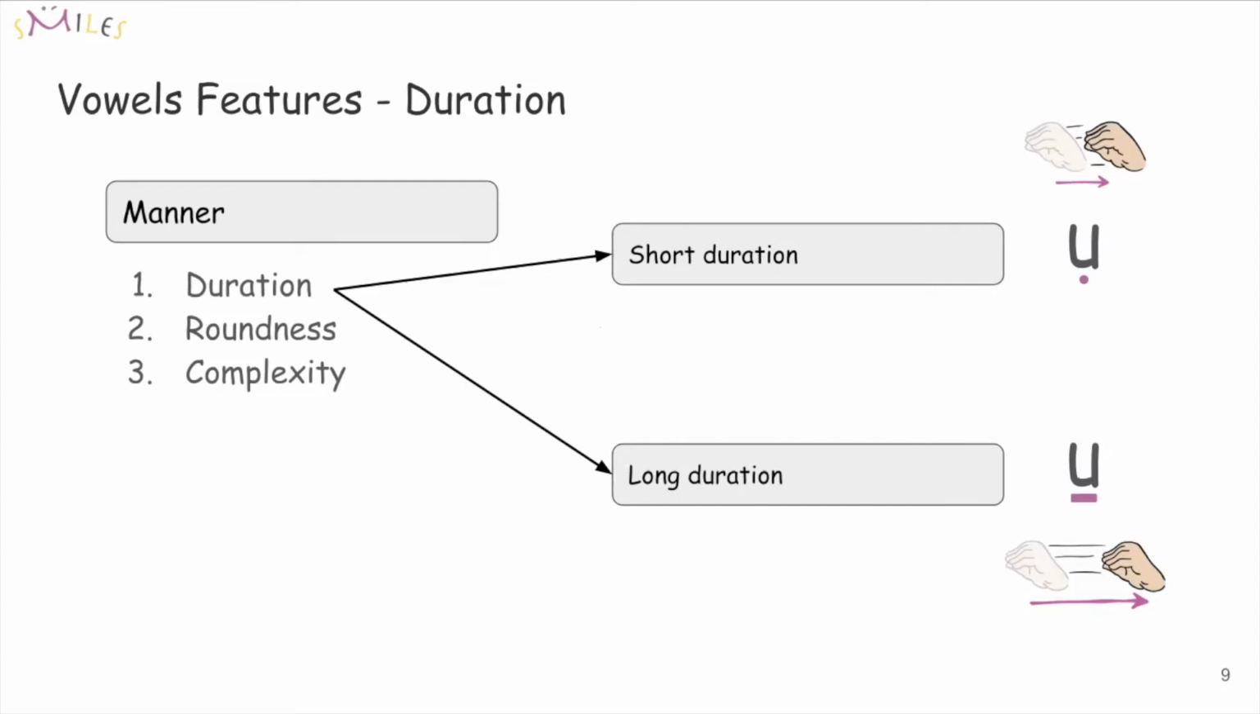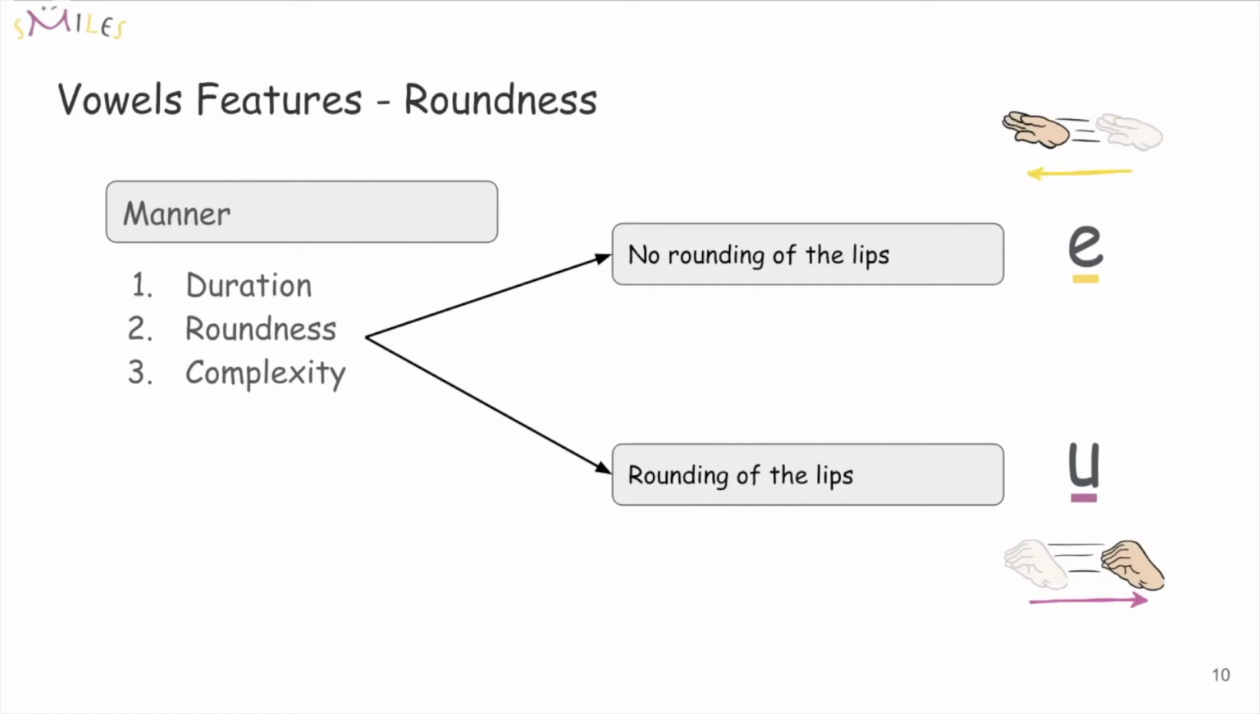We are all familiar with the feature duration, simply short and long vowels. And oo, as in foot and goose, short and long. The next feature is roundness. This refers to the rounding of the lips required to form the sound. E, as in fleece, does not require any rounding of the lips, whereas oo in goose requires significant rounding.